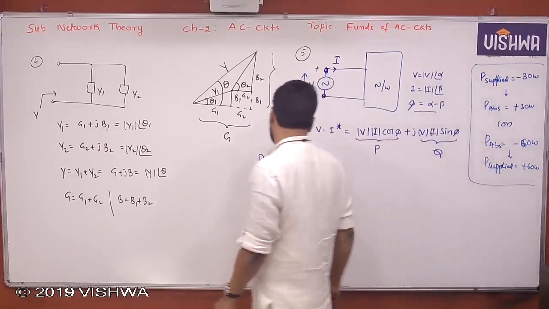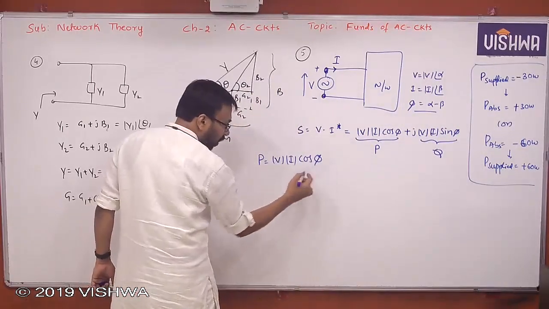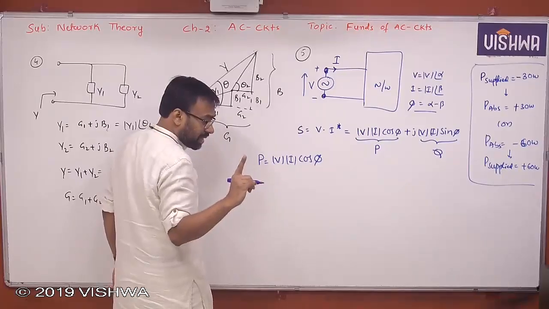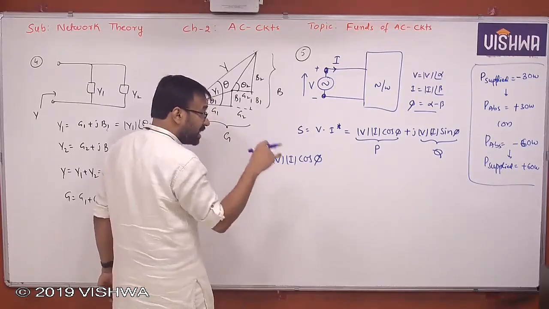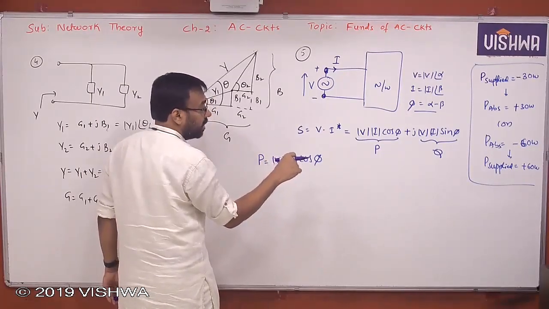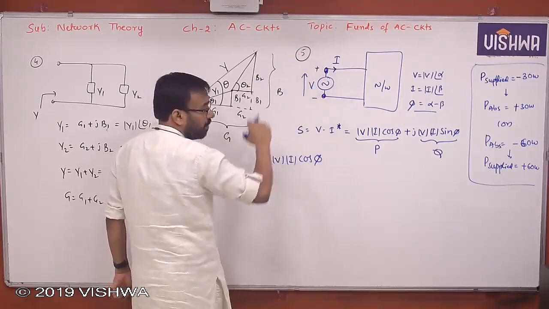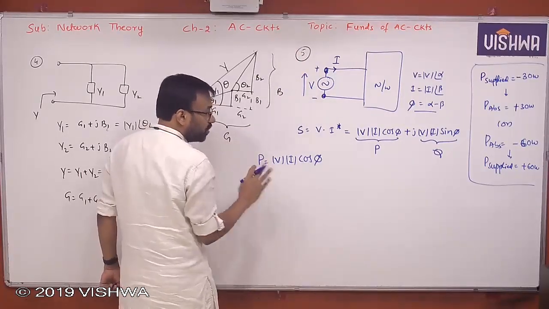So like this you can see, but it all depends on the value of what? Phi only. It all depends on the value of what? Phi. That means phase difference will decide. Phase difference between voltage phasor and current phasor will decide whether this P is positive or negative.